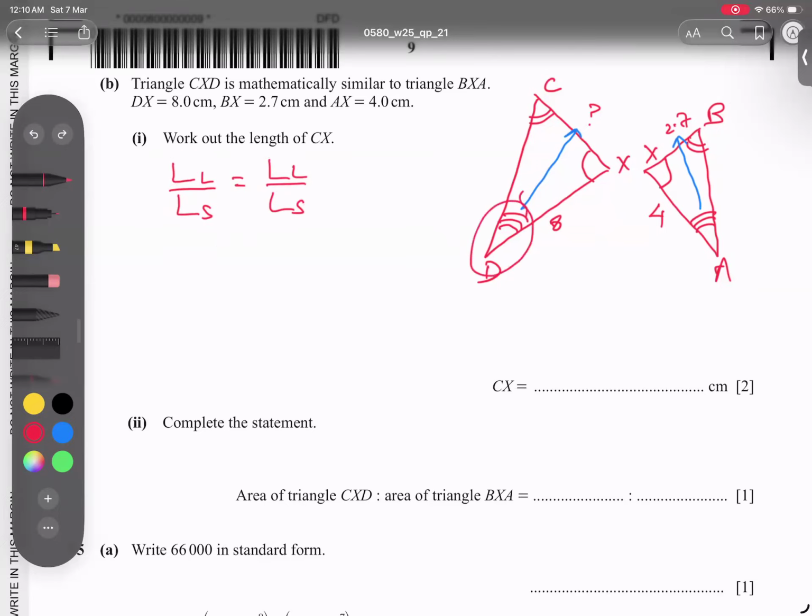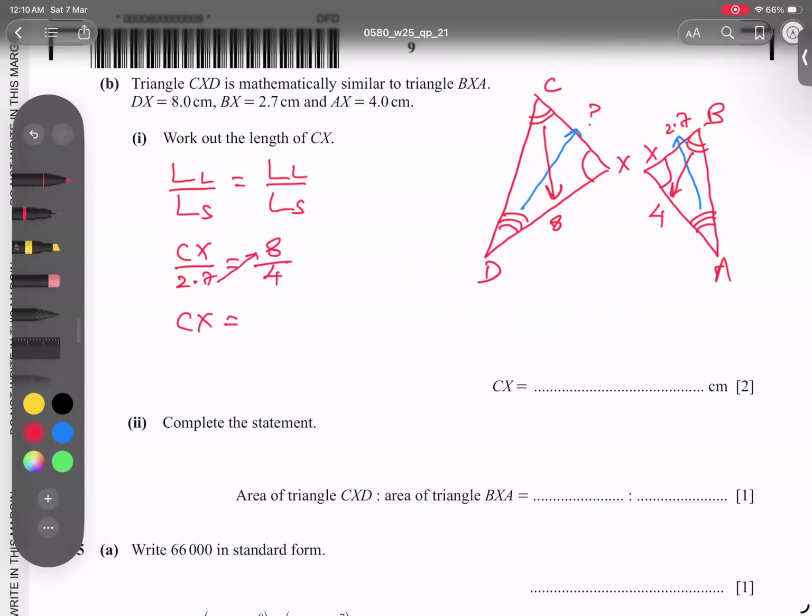See, in front of triple cx, I'm copying on the top. In front of triple, what is 2.7, I'm writing below. In front of double, this is 8, I'm writing on the top for the larger diagram. In front of the double whatever, this 4, I'm writing below. And game is over, and this 2.7 will multiply there.